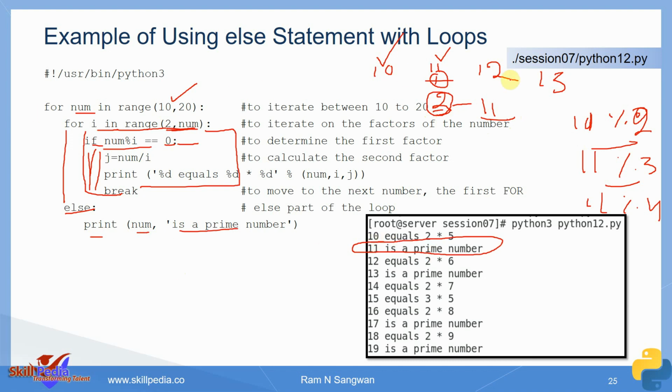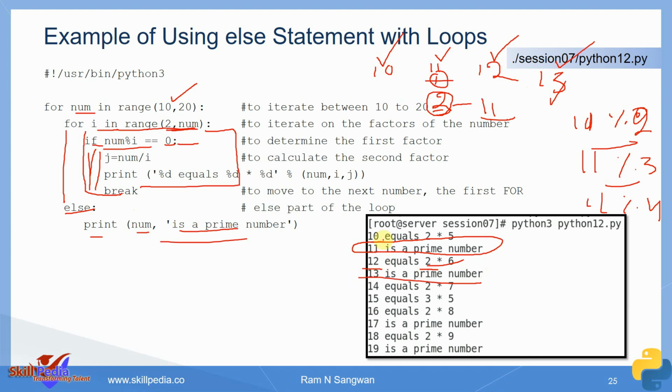We are continuing with the 12. i in 12. 12 percent 2 is 0. Yes. And you will get the number here. Simple. 12 equals 2 multiplied by 6. We continue with 13. Same situation. 2, 3, 4. Continue dividing. 13 will not be divisible by any number. So therefore 13 is a prime number.